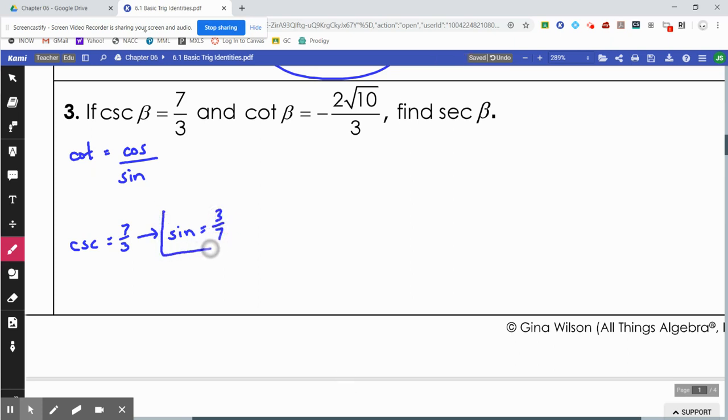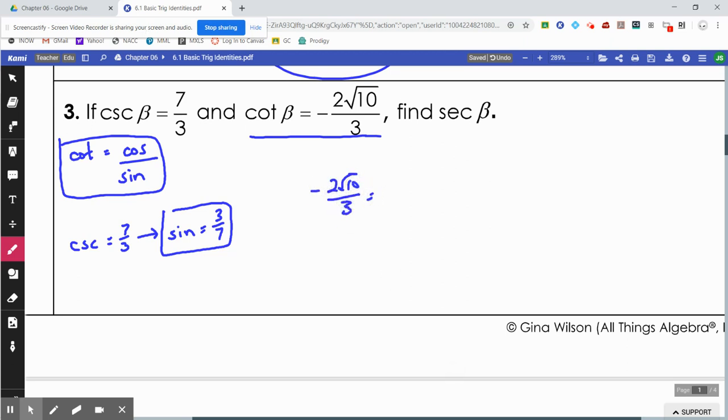So now we can use this along with the fact of us knowing cotangent to find actually cosine by using this. And once we have found cosine, then we pretty much have found secant. So the cotangent, which is negative 2 root 10 over 3, is equal to the cosine over the sine, which is 3/7. To get rid of division, we're going to mark it out, and we're going to come over here and multiply. The 3's will cancel, and that leaves me with cosine is equal to negative 2 root 10 over 7.